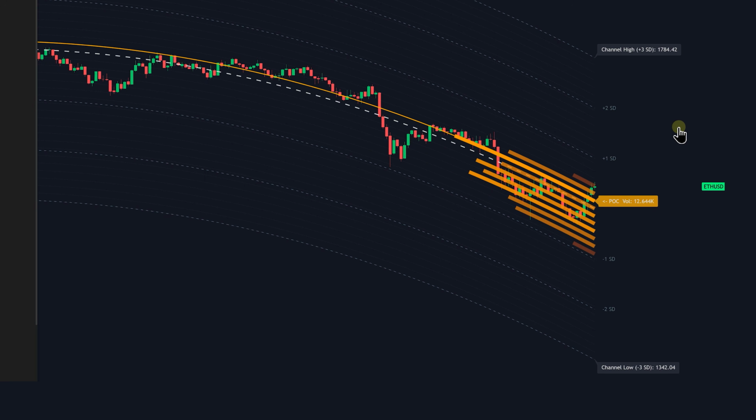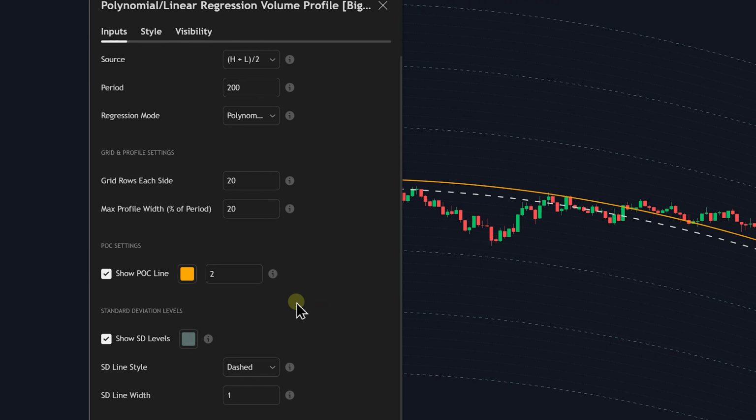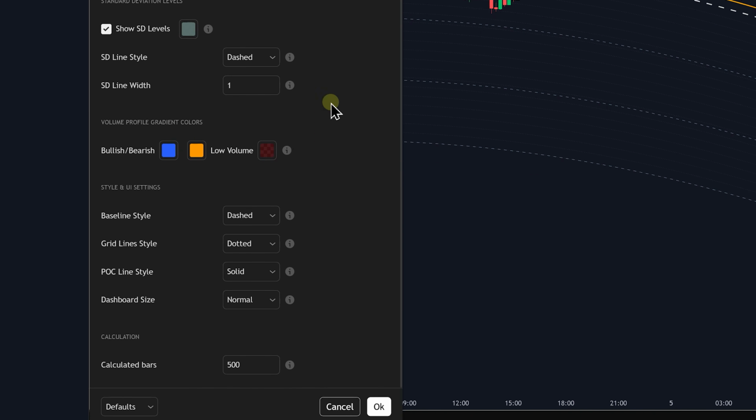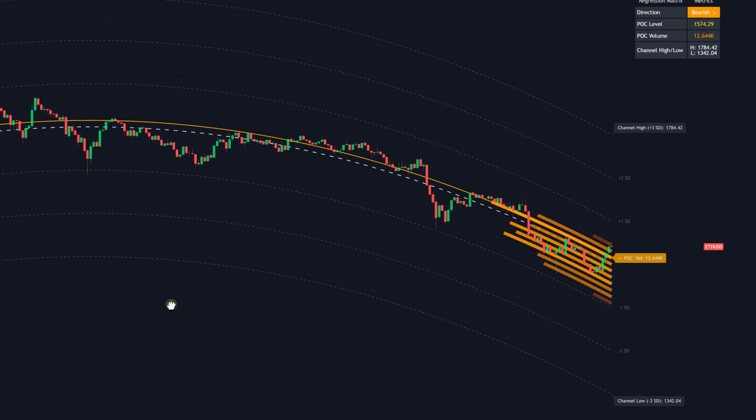Then we have the style settings. You can adjust the regression baseline, the channel boundaries, and the POC line style. After you've made your changes, click OK. Now, let's talk about how we can trade with this indicator.